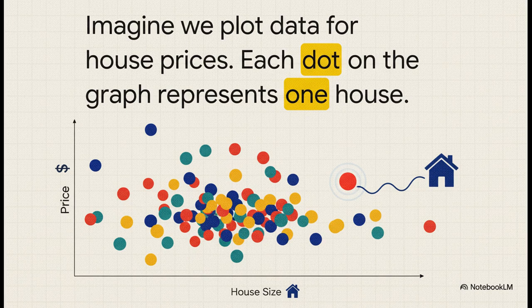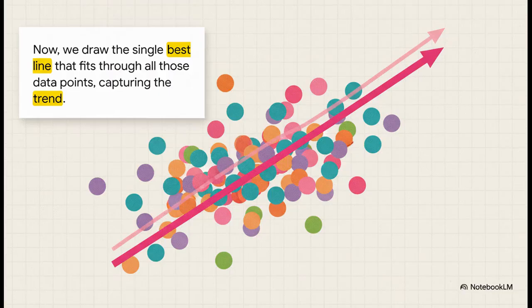Picture this. We've got a basic graph. Along the bottom, that's our x-axis, we've got the size of a house, square footage. And then going up the side, the y-axis, we've got its price. Now, every single dot we put on this graph, that's one real house with its own specific size and its own specific price. So, once we've plotted a bunch of these houses, you start to see a pattern, don't you? It's pretty clear. Bigger houses tend to cost more.